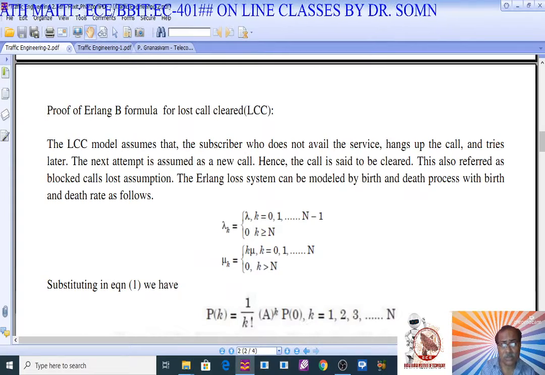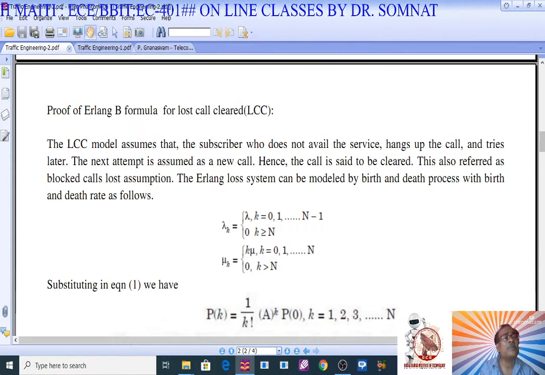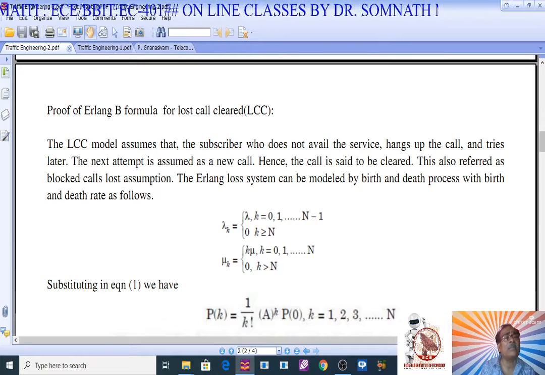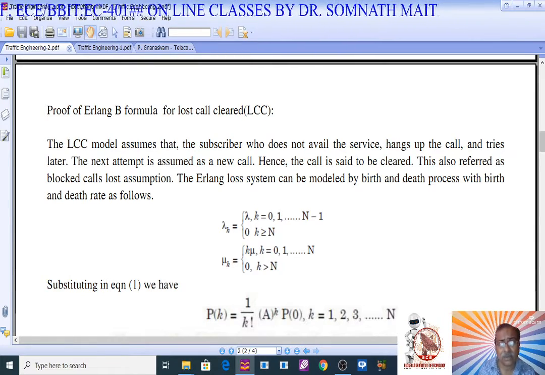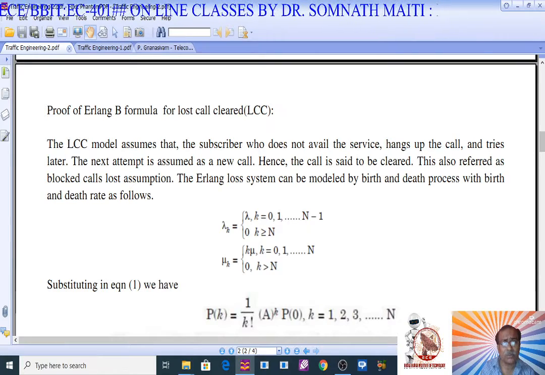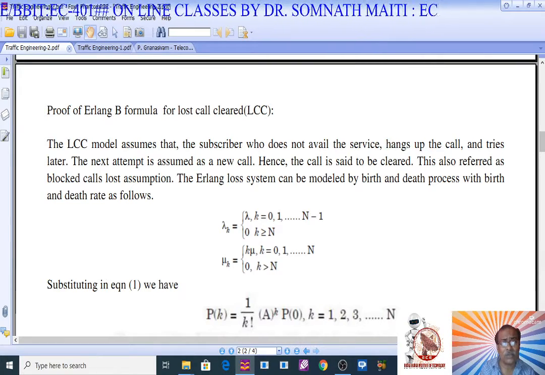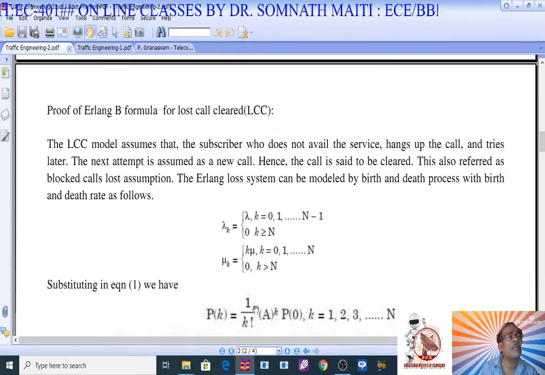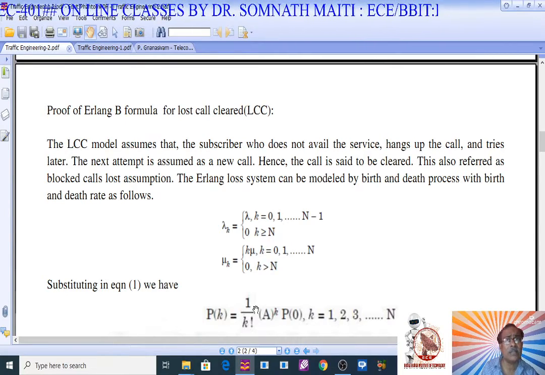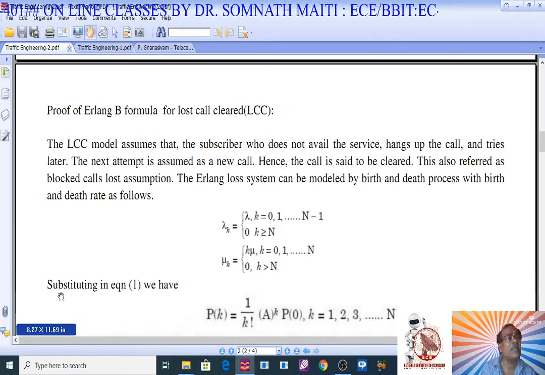Based on this model, you can expect a question: proof of the Erlang-B formula, the congestion or blocking probability. You have to prove the formula for blocking probability, which is the probability that all the servers are busy.